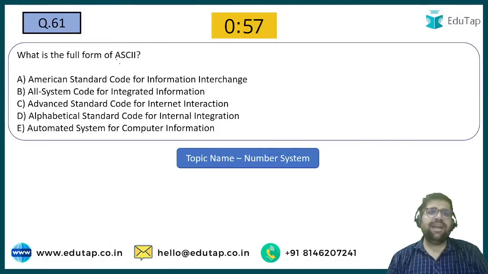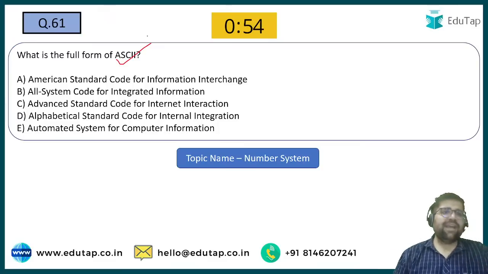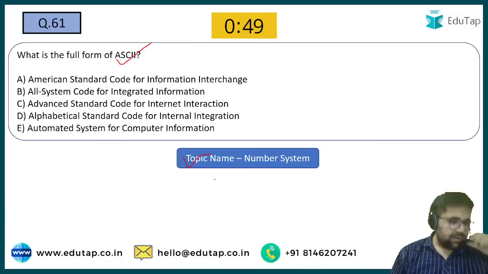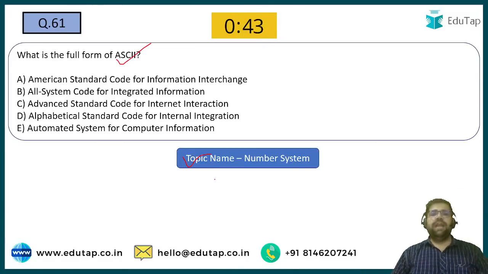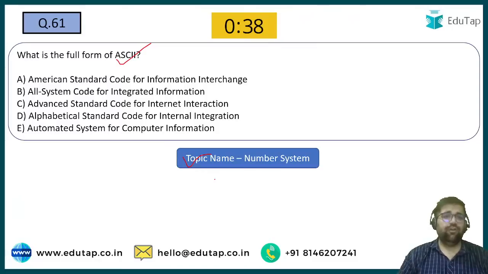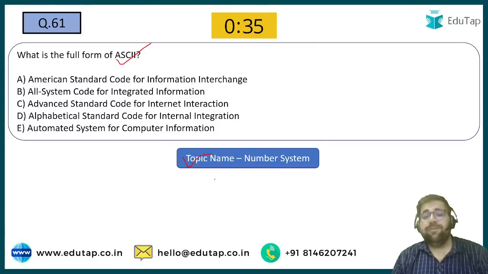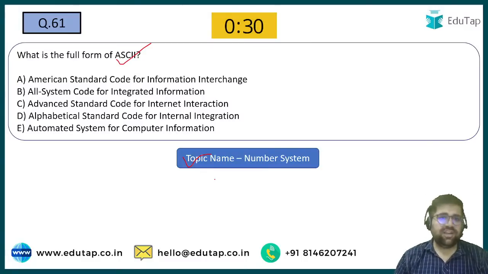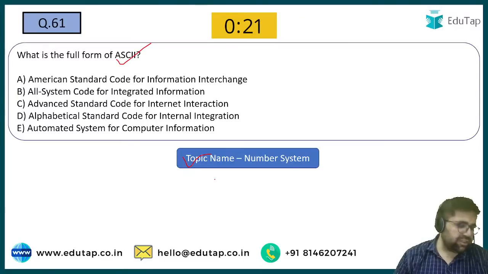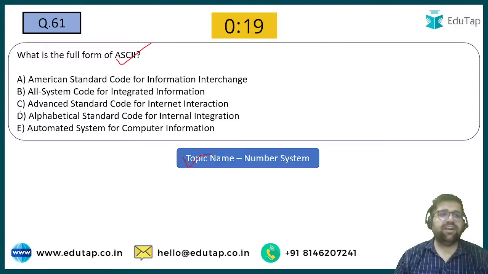What is the full form of ASCII? Now we are moving to number systems. Question number 61. What is the full form of ASCII? Whenever you type text on the keyboard, the computer is using ASCII. This is one of the famous number systems used in computers. Is it American Standard Code for Information Interchange, or All System, or Advanced Standard Code, or Alphabetical Standard Code, or Automated System of Computer Information? Yes, the answer will be American Standard Code for Information Interchange.